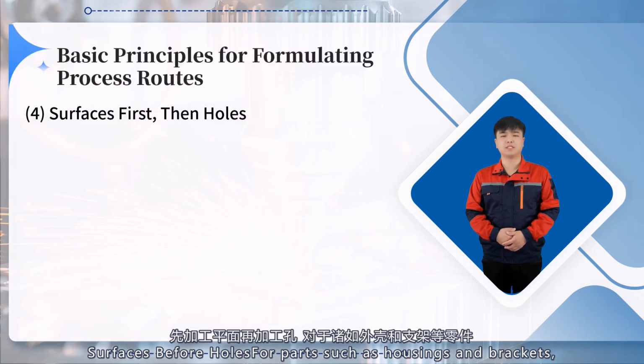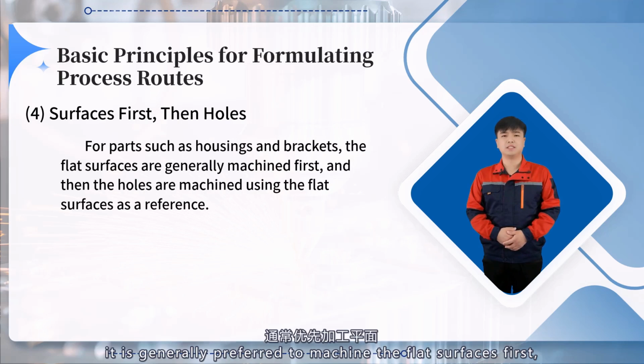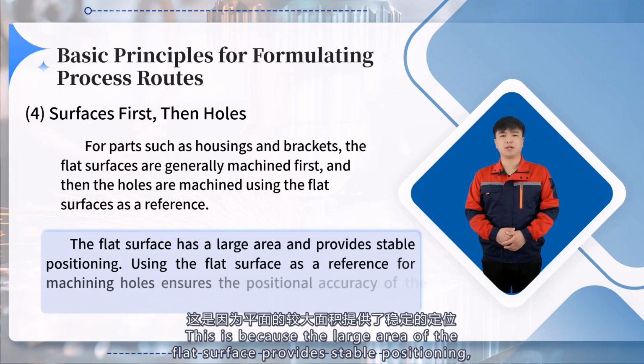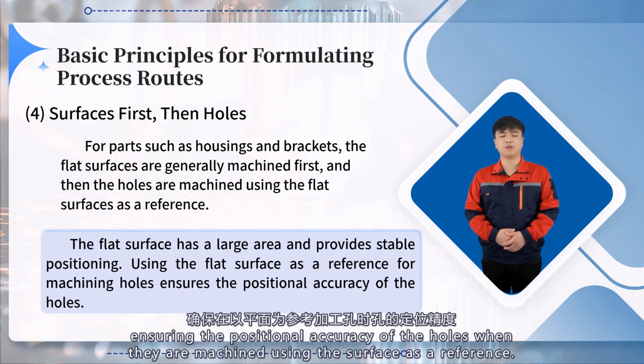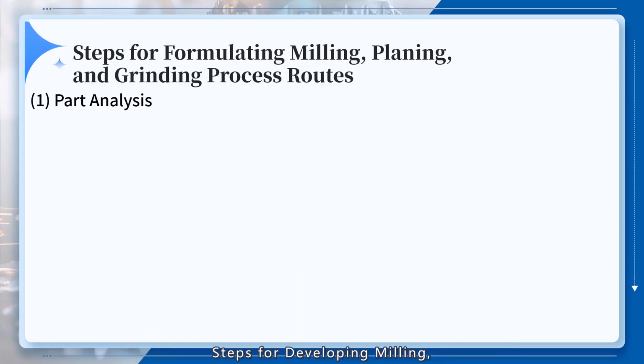D. Surfaces before holes for parts such as housings and brackets. It is generally preferred to machine the flat surfaces first, and then use these surfaces as a datum to machine the holes. This is because the large area of the flat surface provides stable positioning, ensuring the positional accuracy of the holes when they are machined using the surface as a reference. Steps for developing milling, planing, and grinding process route.